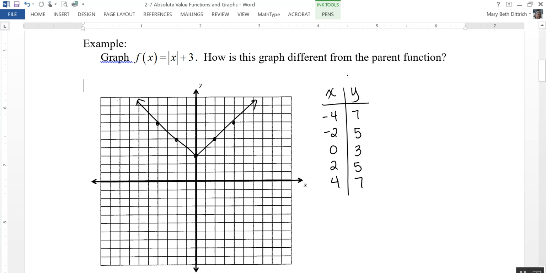Also, how is this different from the parent function? Recall that the parent function is centered here at the origin and goes up like this. So this is actually a vertical translation of 3 units. Translation of 3 units up.